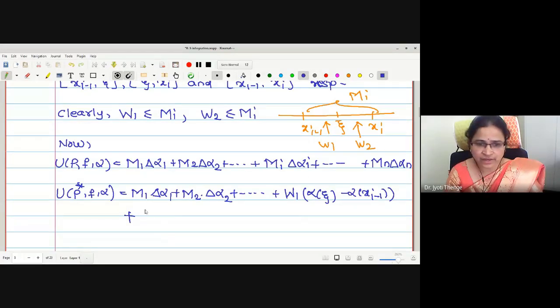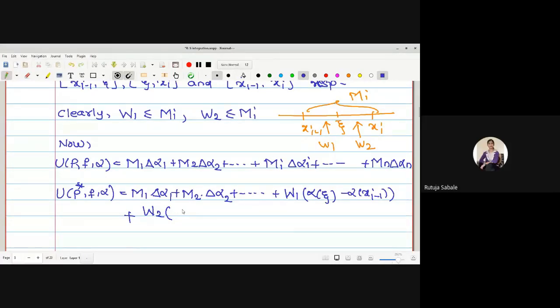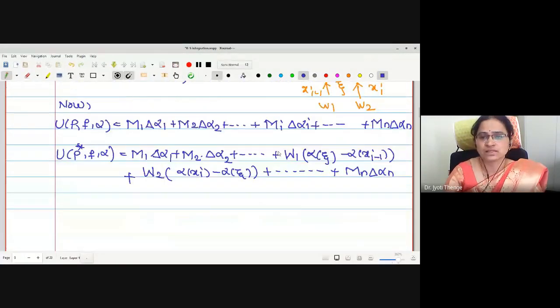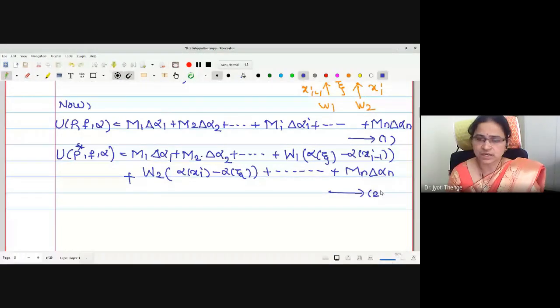What about the second one? This W2 into alpha xi minus alpha zeta. Yes, alpha xi minus alpha zeta. And the last term, continuing this way, the last term Mn delta alpha n will be as it is. Now let me call this statement number 1 and let this be statement number 2. Now what we will do, we will subtract 1 from 2.